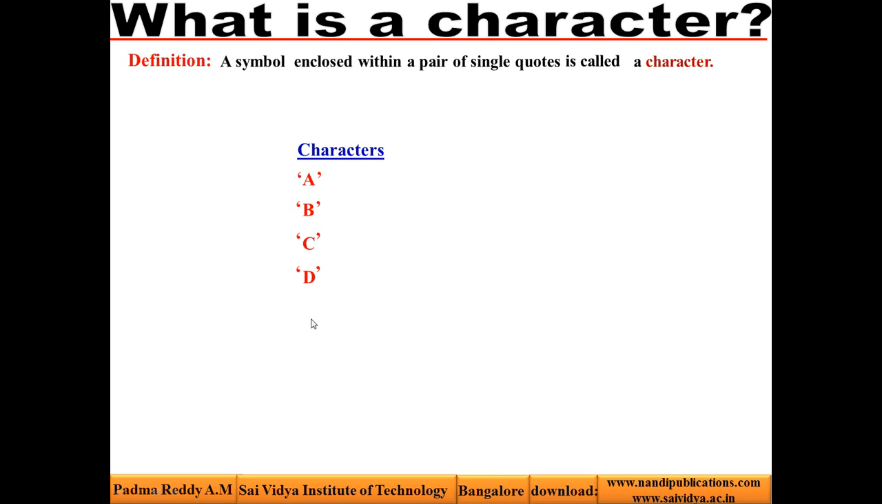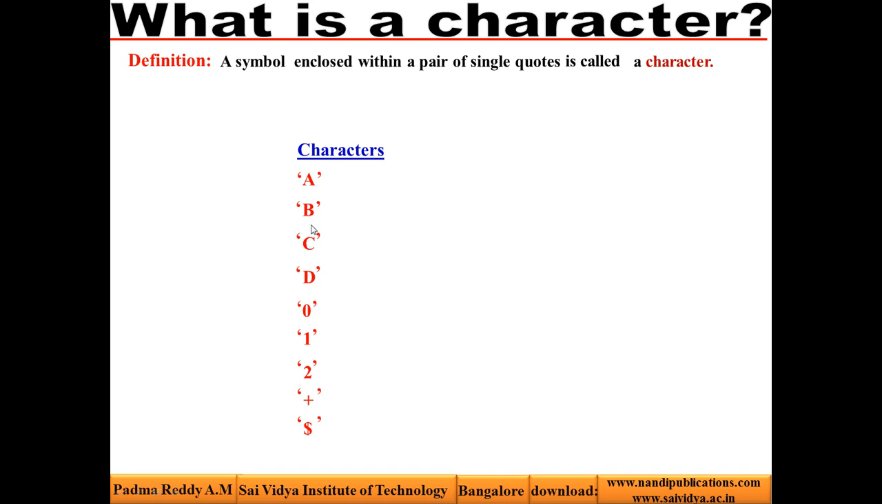Similarly, tell me what is 0, 1, 2 and so on up to 9. We know that they are all digits. But remember, they are not characters. But these digits, when they are enclosed within single quotes like this, become characters. Tell me what is this symbol? This symbol is plus. But when it is enclosed within single quotes like this, it becomes a character. This is the dollar symbol. When this dollar symbol is enclosed within single quotes like this, it becomes a character.